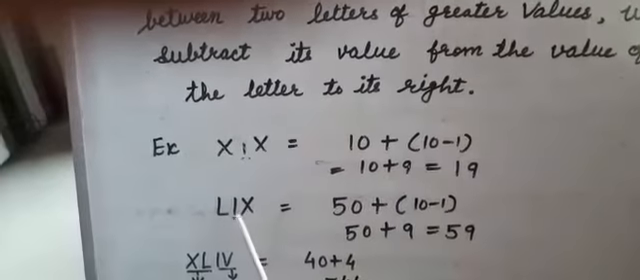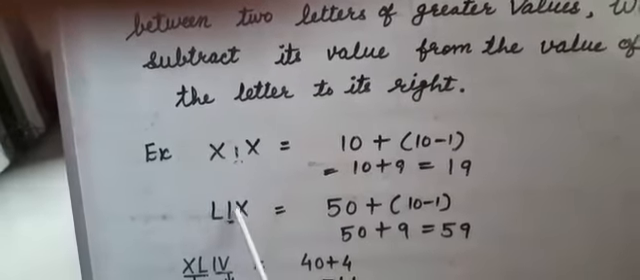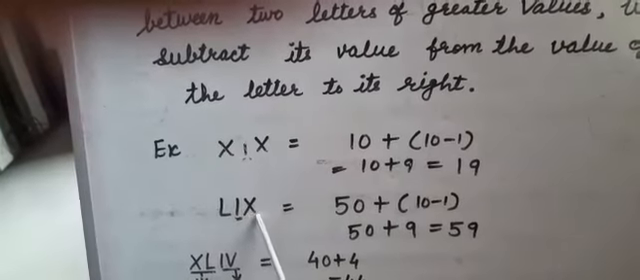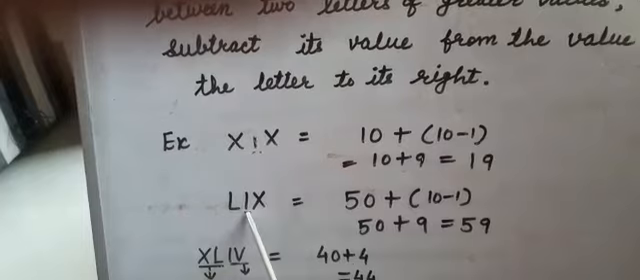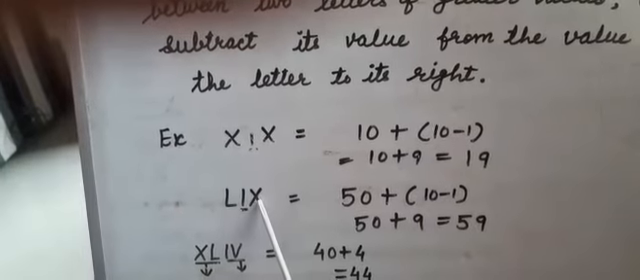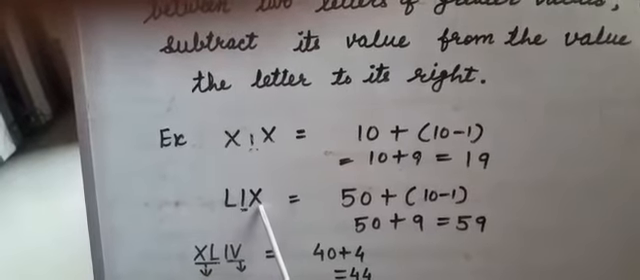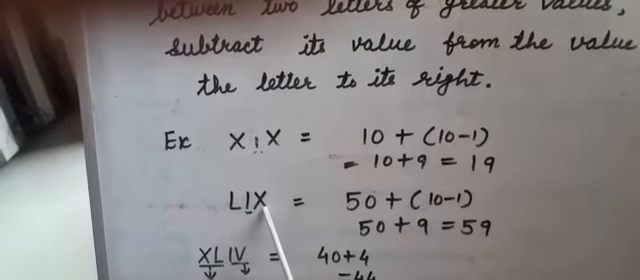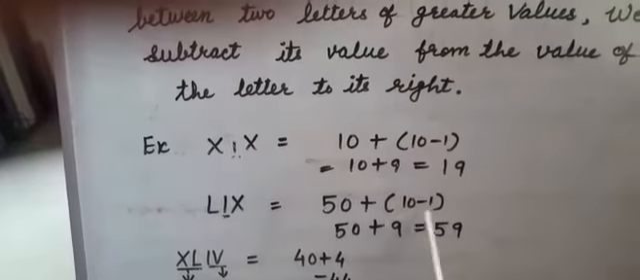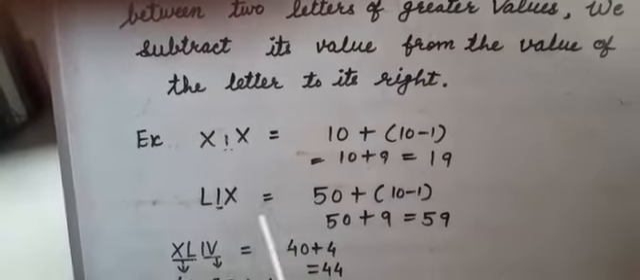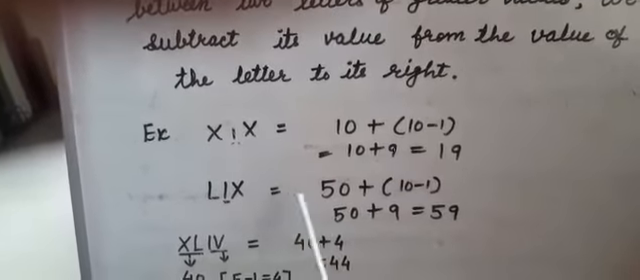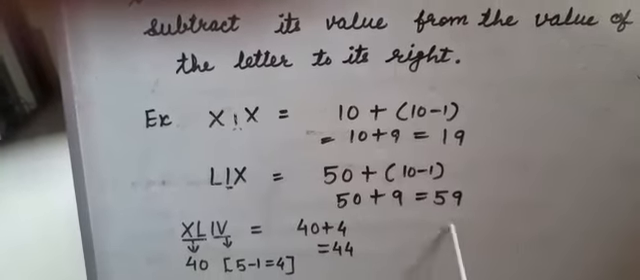We will see one more example. Here L and X, these are the two greater values and I is having the smaller value. So we will subtract this smaller value from this X which is towards the right hand side. So from X when I subtract 1 it will be giving me 10 minus 1, 9. The value of L is 50. So this LIX is representing number 59.